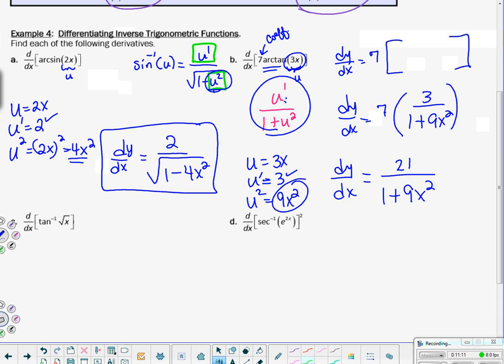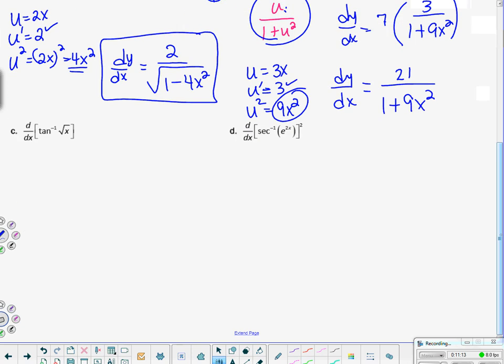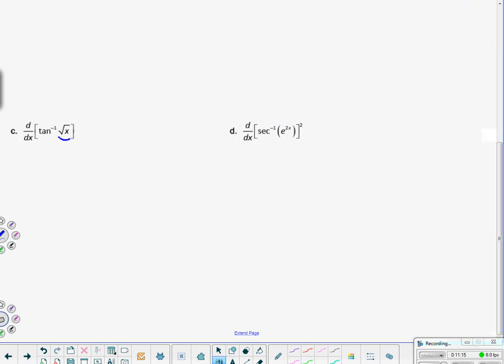The next one looks a little bit more difficult, doesn't it? So our u in this case is x to the 1/2. Take its derivative. I have 1/2 x to the negative 1/2. Oh, that's right. This one has that nice little pattern where the square root drops to the bottom. So I get 1 over 2 square root x.